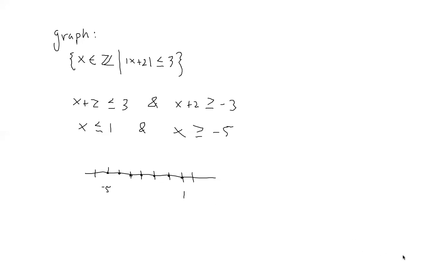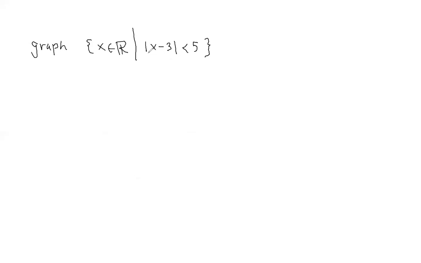Let's try one more of these. We have the absolute value of x minus 3 is less than 5. This is the part that we're graphing, and my domain is the real numbers. So take 60 seconds to try this. Unpause your video to see your solution.